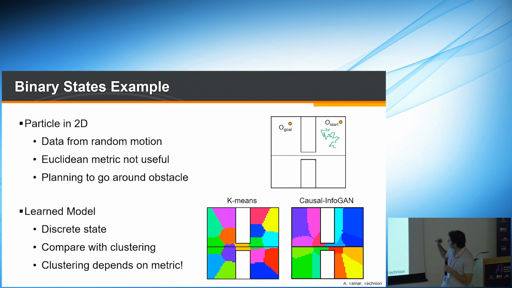Now, Causal InfoGAN actually looks at pairs of transitions. It never saw a transition from top to bottom, because that's not possible in our data. So it understands that the clusters should obey the actual physics in the domain. And then we can use this for planning.